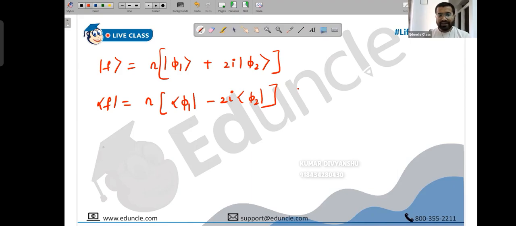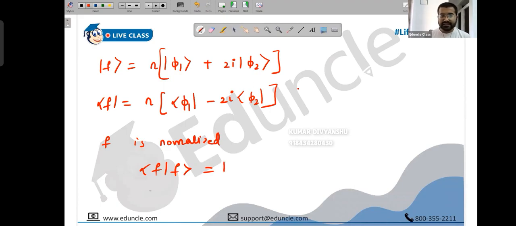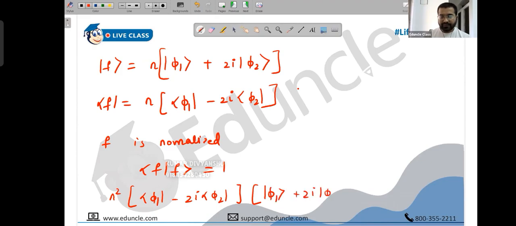Now, what I have said is f should be normalized. This means the scalar product of f with itself should be 1. This is the meaning of normalization. So let's calculate. Multiply this and this. n and n will become n square, and then we multiply bra phi 1 minus 2i bra phi 2 with ket phi 1 plus 2i ket phi 2. This whole value should be 1. Please don't hesitate to tell me your questions. This may be very new to you, but quantum is very scoring, and I'm trying to take it as slow as possible.